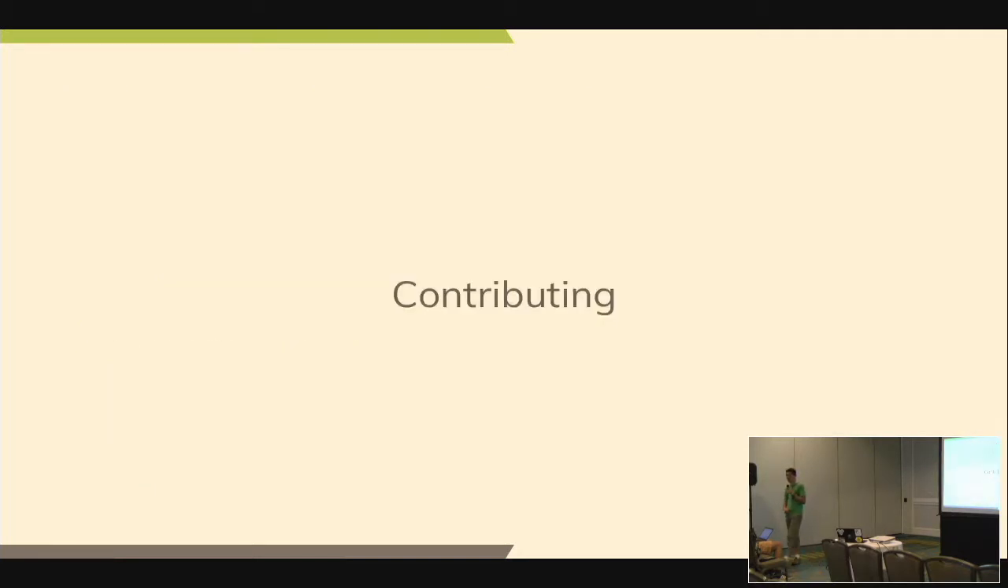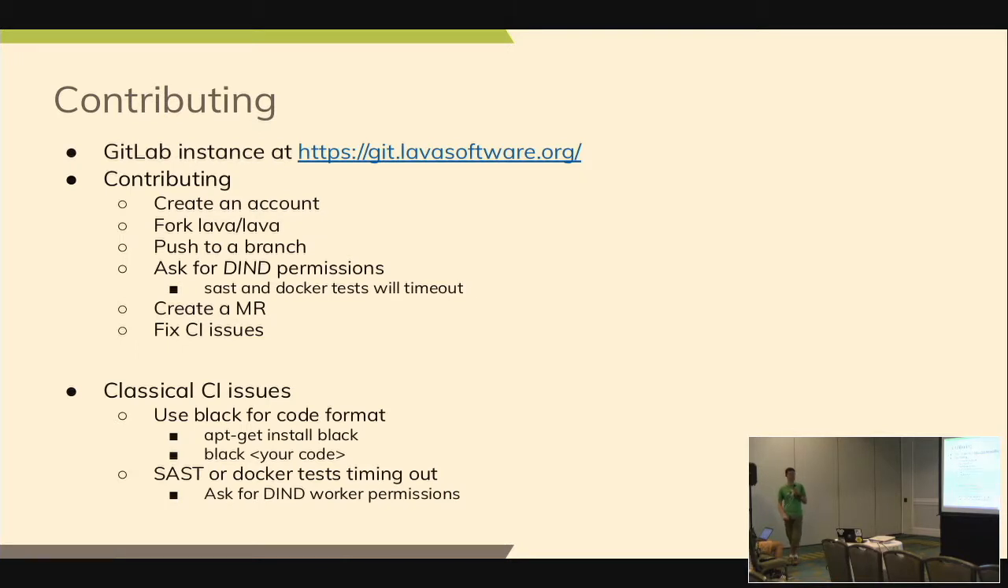When that's done, please contribute back. So we have a GitLab instance at git.lavasoftware.org. Just create an account, fork the Lava project, push your change on a branch and ask for a merge request. It will automatically trigger a set of CI jobs. I'm sure it will fail the first time. That's normal. Don't be afraid. We are here to help you also to fix the CI issues that you will have.